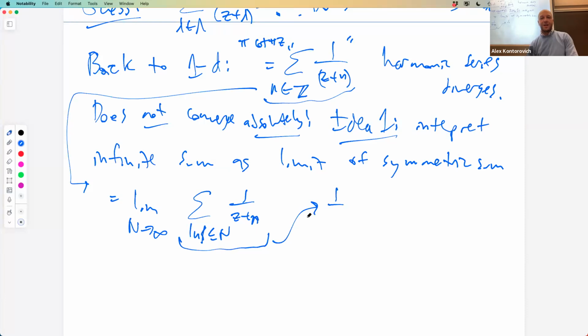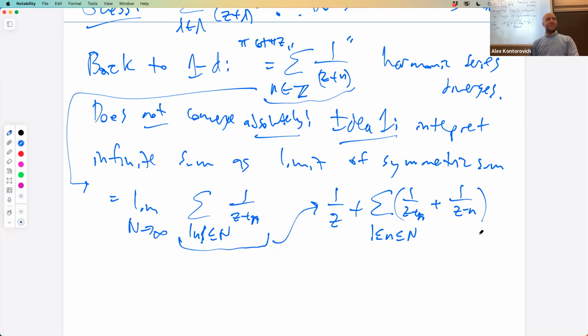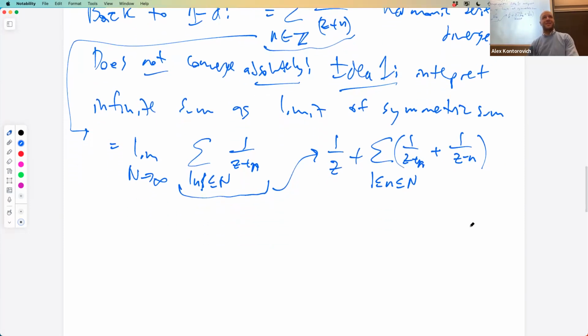Let's separate out the term n equals 0. That's just a factor of 1 over z. And then I can group the negative terms and the positive terms. That's a sum over n at least 1 of the positive term 1 over z plus n, together with the negative term 1 over z minus n. You guys remember doing this? What's the benefit of putting it like this? What is this fraction? Well, let's get a common denominator. What's the common denominator? z squared minus n squared. And what's the numerator? I multiply by z minus n here, I multiply by z plus n here, and add. The n's cancel and I get 2z.